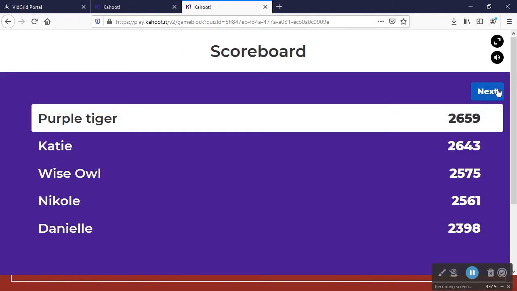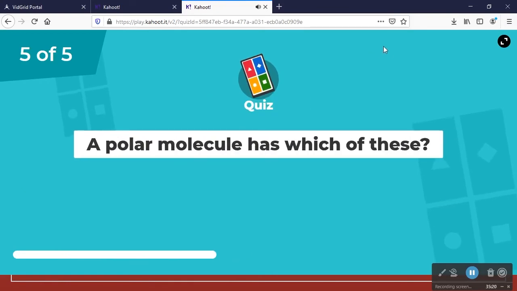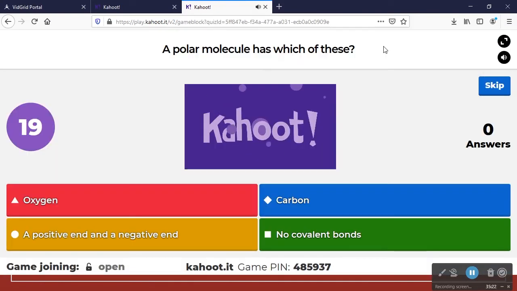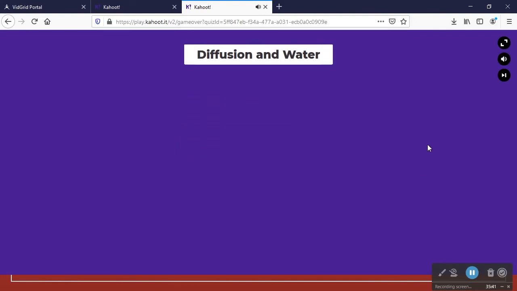All right, I think this is the last question for now. A polar molecule has which of these? All right, very good. That's a positive end and a negative end. That's what you need. All right, let's see who the winner for this round is.